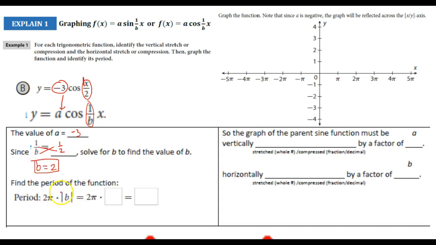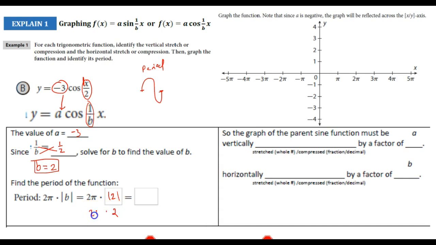So here let's find our period, how long it's going to take to go from our starting point and back around. So that would be our period. We're going to find that out right now. So that would be 2 pi times 2, absolute value of 2. What's the absolute value of 2 anyways?